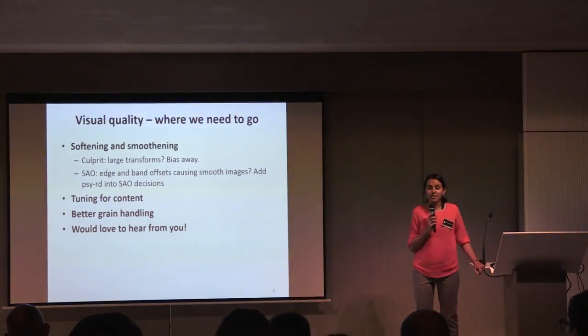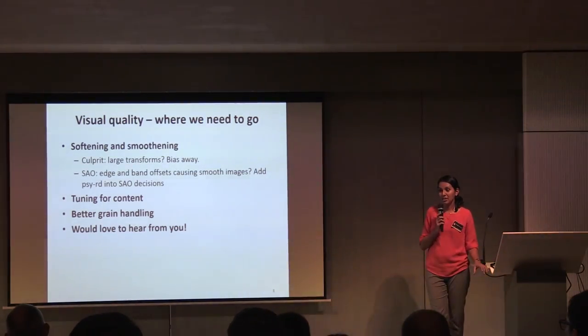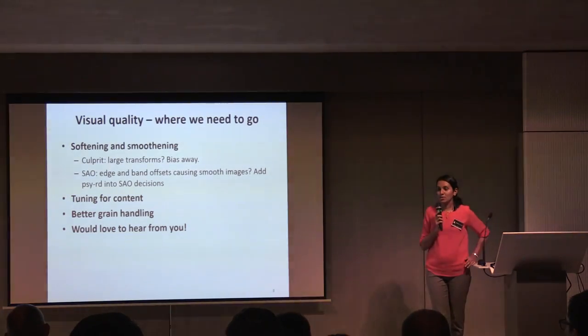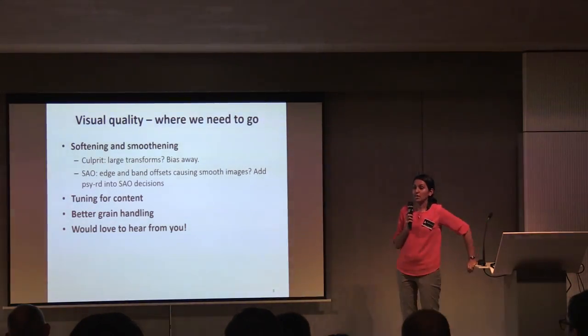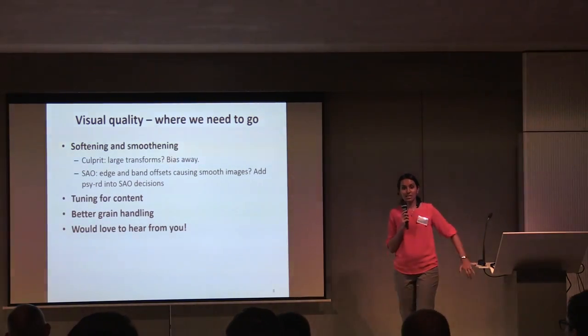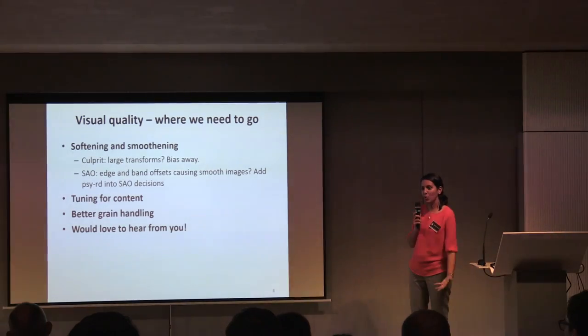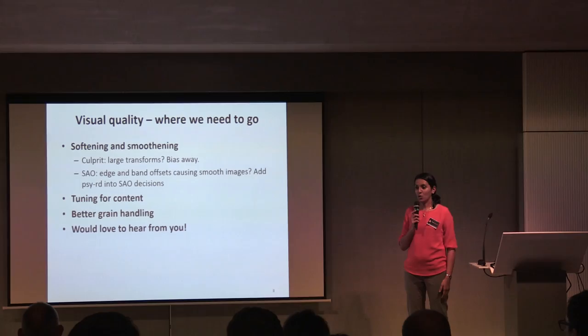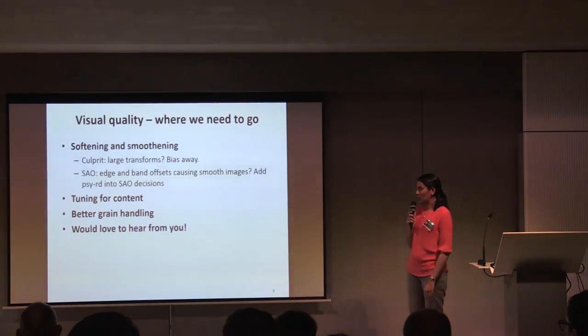SAO is again another potential culprit there. With the edge and band offsets, you could easily end up softening all your edges and blurring away the whole image if you're not careful. So these are the culprits we suspect, and hopefully we will improve visual quality a little more in the coming months. But yeah, there's nothing yet, and it would be awesome to hear feedback also.